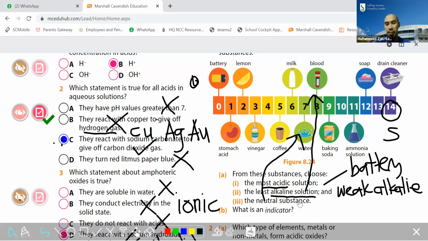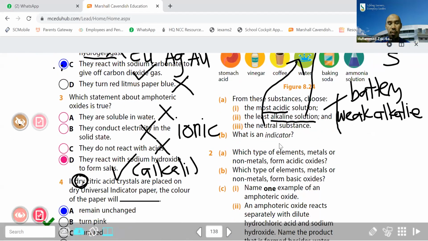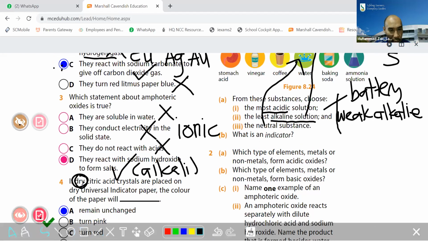Right. Next question. What is an indicator? Okay, you can find this inside the book. An indicator is a substance that is used to measure how acidic, how neutral, or how alkaline a substance is. Right? Okay. So I wish I could type about it. The typing thing looks very weird. Okay, so next. Let me try.